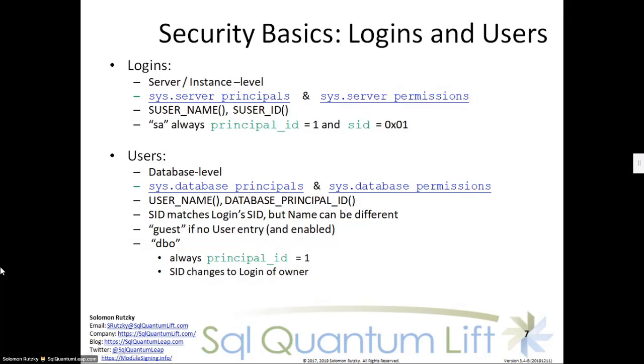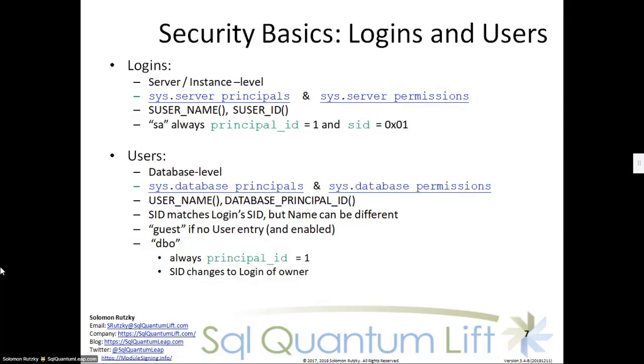There's a guest user that's built into every database. By default, it's turned off. And you should probably keep it off unless you absolutely need to have it on. I believe it's enabled in master, probably in TempDB and MSDB. But otherwise, in your user databases, you should keep that one off. That's to allow logins to gain access to a database when you did not actually create a user for them.